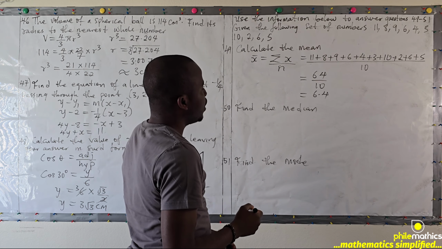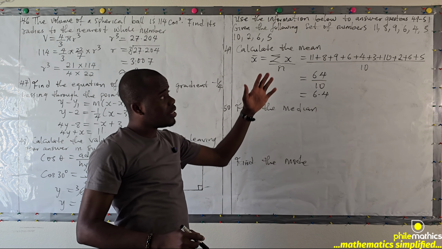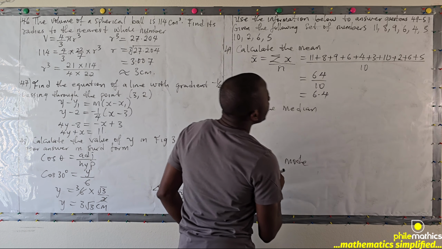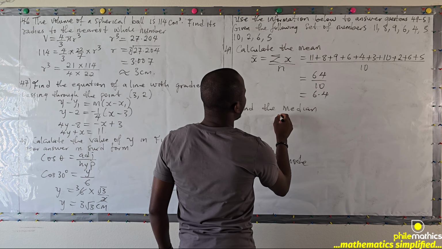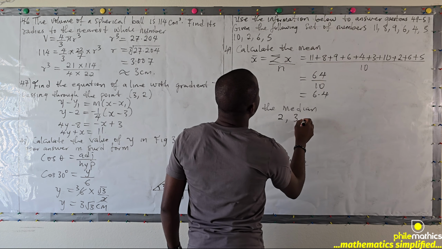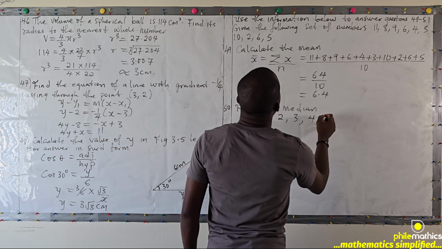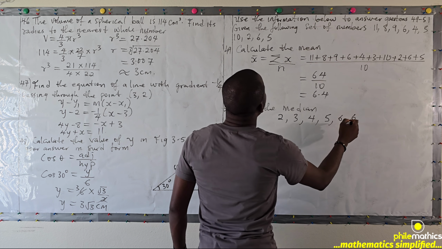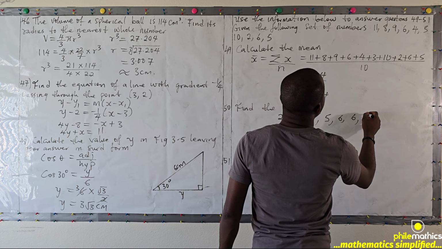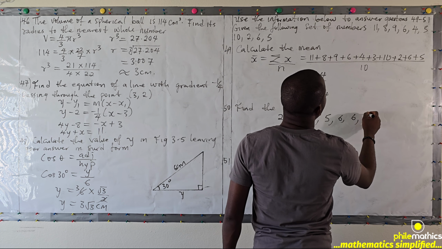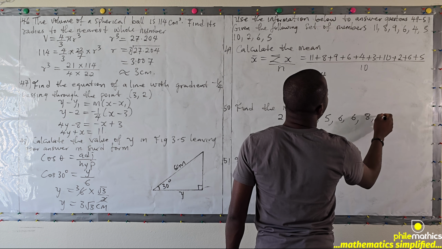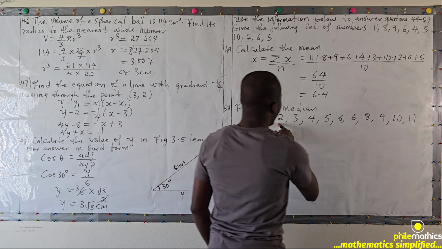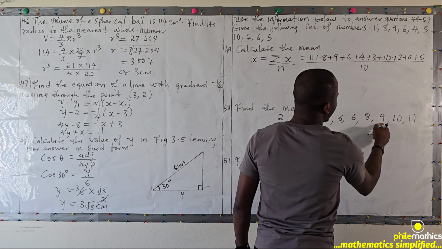Find the median. For us to find the median, we arrange the data in ascending or descending order. Let's do ascending order. The smallest is 2. We have 3, we have 4, we have 5, we have 6 twice. There's no 7. We have 8, we have 9, we have 10 and we have 11. Let's count: 1, 2, 3, 4, 5, 6, 7, 8, 9, 10.